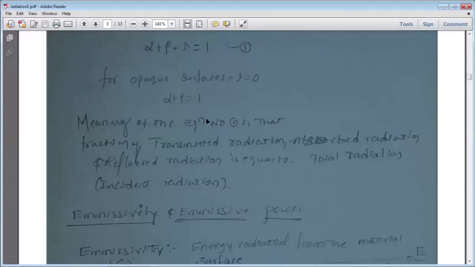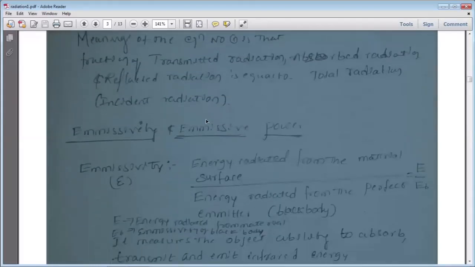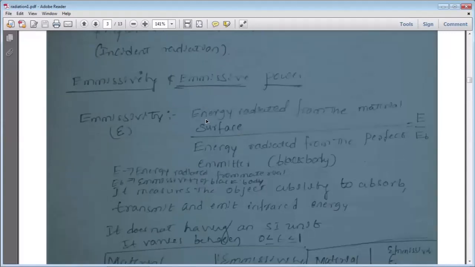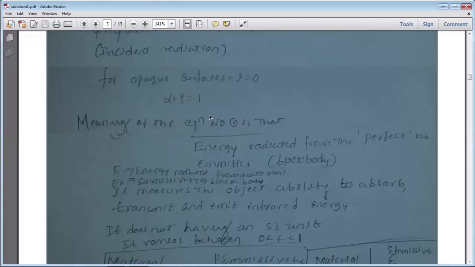Okay. Next, we'll discuss emissivity and what is called the emissive power. So emissivity. Suppose the material is there, and incident radiation falls on that material. How much amount of energy is radiated from that material? Suppose the material taken is aluminium.